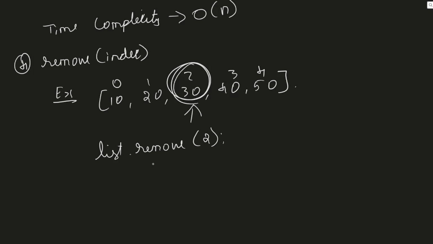Try to answer this question now. What happens internally in Java? It will just shift the third index element to the second index and the fourth index element to the third index. That's it. Pretty simple. It will just override the second index element with the next elements. That's it. This is our output. Time complexity remains the same, big O of n.